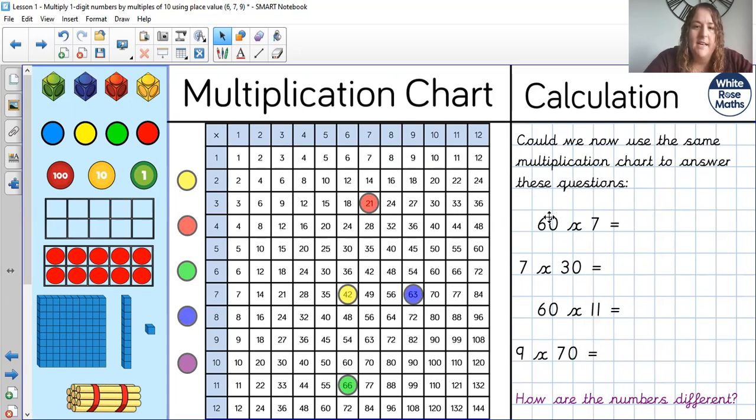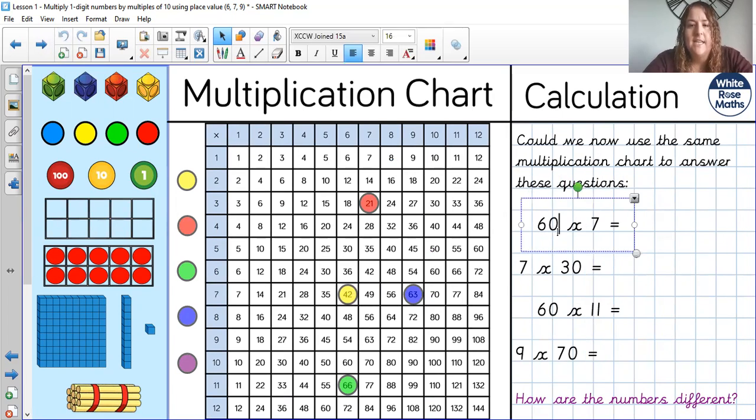Hopefully you've realised that instead of 6 times 7 that we originally had with our 42, it's now 60 times 7. So what actually happened to this number here? Hopefully you're telling me it's 10 times bigger. So what could we do with our answer? If our answer was 42, what can we do to that answer if our question is 10 times bigger? Hopefully we make our answer 10 times bigger.